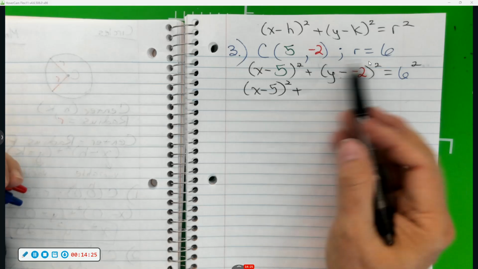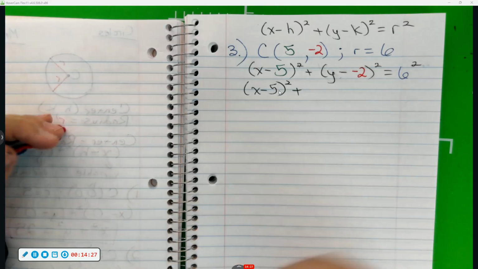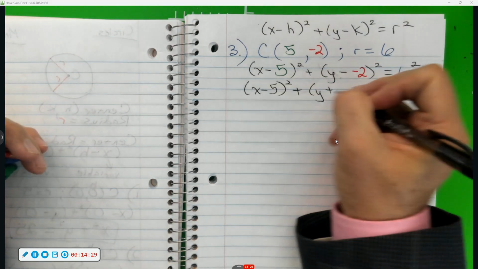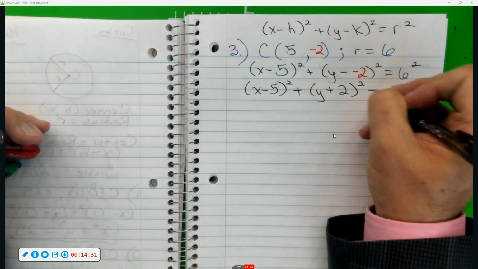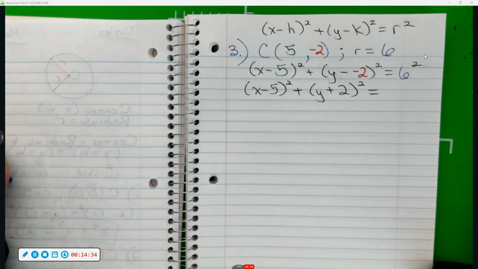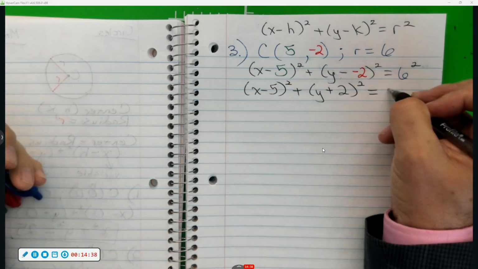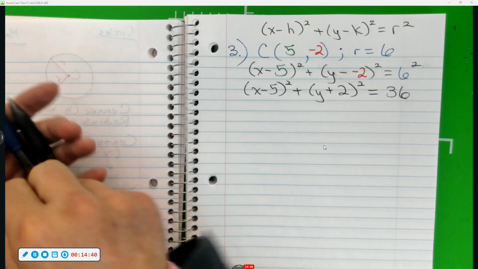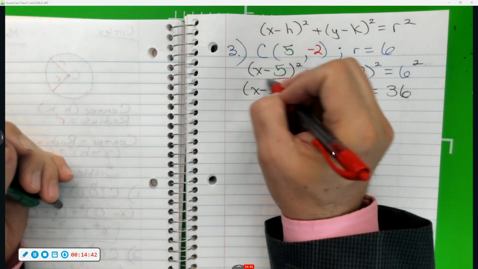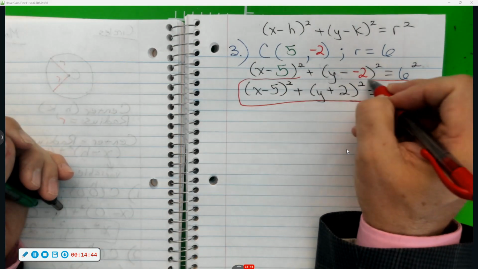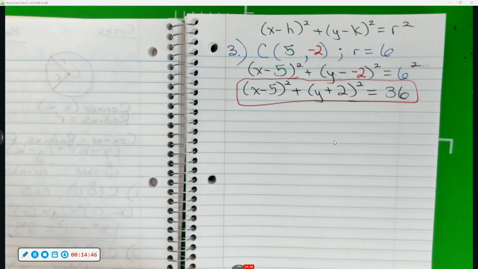What can I do with the y terms? Okay, so that becomes a positive (y plus 2) squared. And on the right-hand side, we have 6 squared, which is 36. So I agree. (x minus 5) squared.